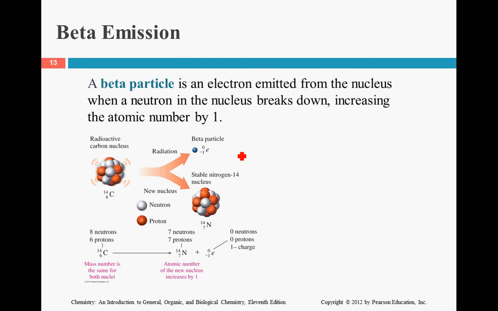A beta particle, once again we're talking about emissions, giving off. We learned earlier a beta particle is an electron that comes out of the nucleus.